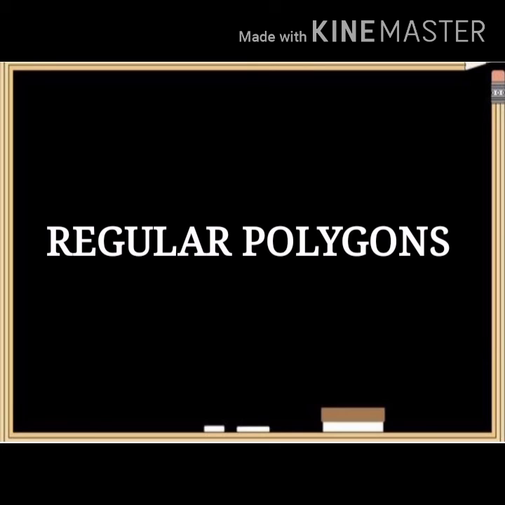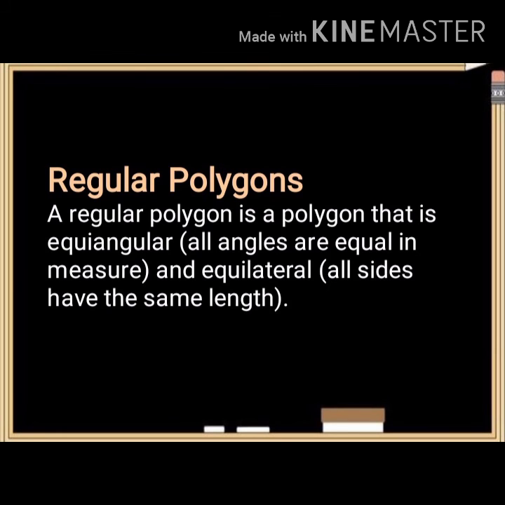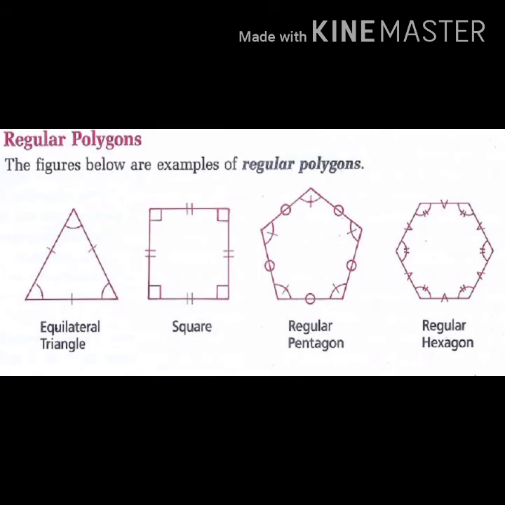Next is regular polygons. A regular polygon is a polygon that is equiangular, that means all angles are equal in measure, and equilateral. Equilateral means all sides have the same length. These are some examples of regular polygons. Look at this picture. In each polygon the angles and the sides are equal.